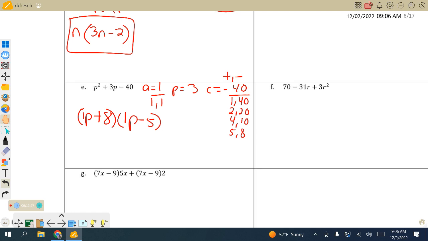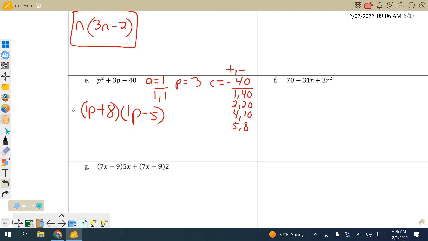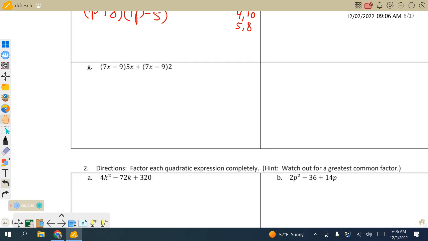All right. Letter G is our GCF. We just talked about it a few minutes ago in our homework. It's produced right there in front of you. Okay, 7x minus 9 comes out. And what are you left with? 5x plus 2. Okay. So that's the old stuff now. That's a GCF. That's yesterday's work. Now let's just start slowly tweaking it.